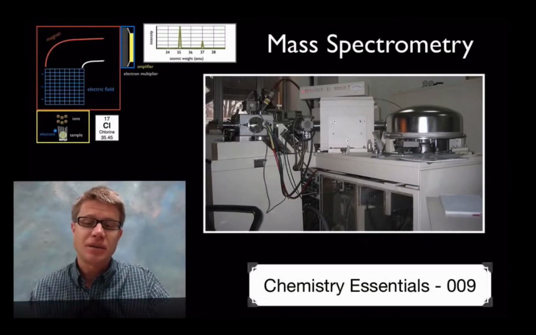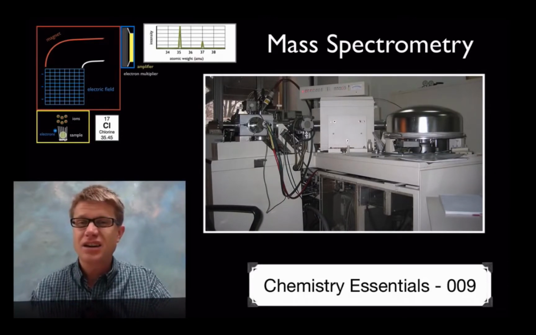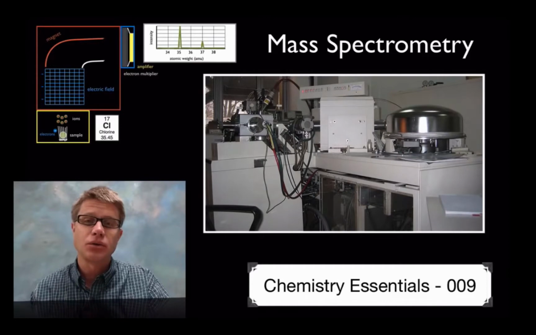Hi, it's Mr. Anderson, and this is Chemistry Essentials Video 9. It's on mass spectrometry, which is a way that we can separate atoms, isotopes, even fragments of molecules based on their mass. And so it's an incredibly effective machine.